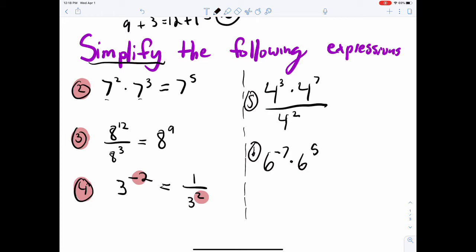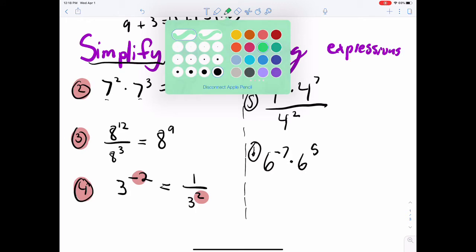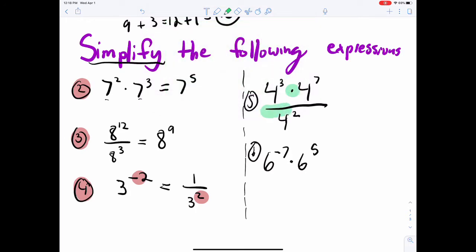For number 5 here, you're going to use 2 rules in one, because we're definitely multiplying and we're also dividing. So we're going to use both rule number 2 and 3. If we add the exponents on the top, what will we get? 4 to the 3rd times 4 to the 7th, you should get 4 to the 10th, divided by 4 squared. Now you do the second step and use the subtract exponents rule, the quotient rule. You should get 4 to the 8th.